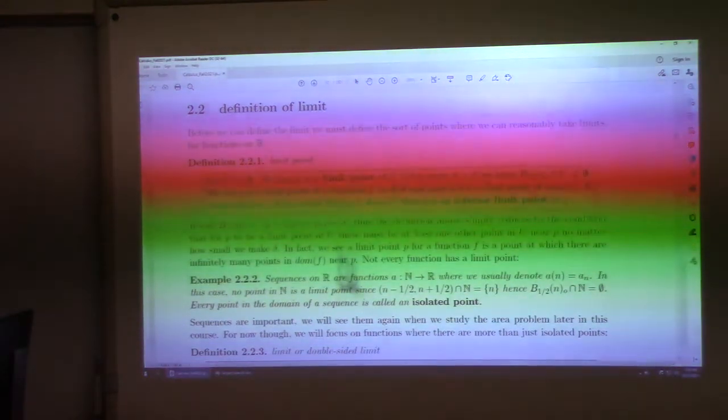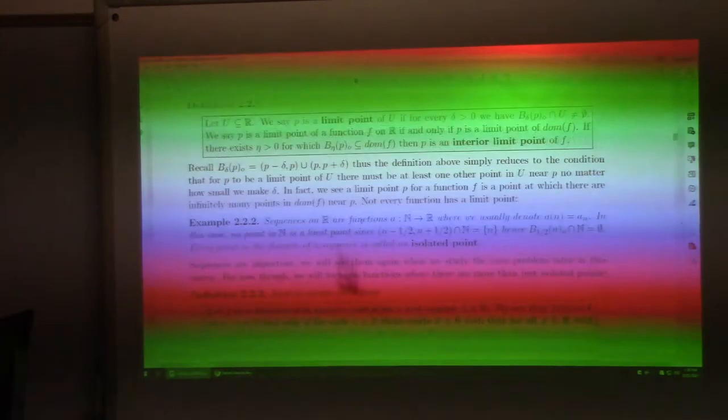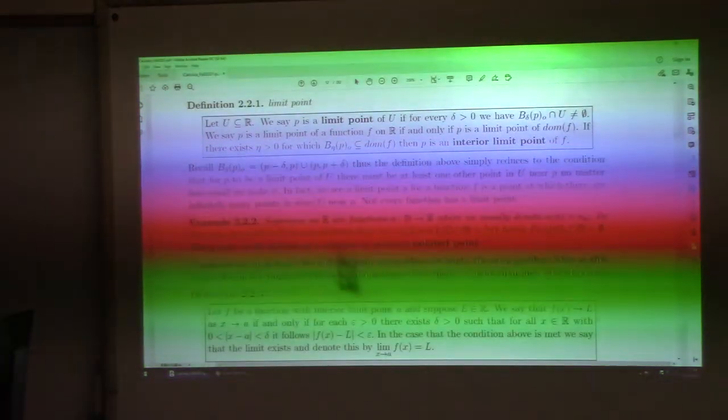So example 2.22 is really just a cautionary tale. The scope of our discussion is not really aimed towards sequences, all right?